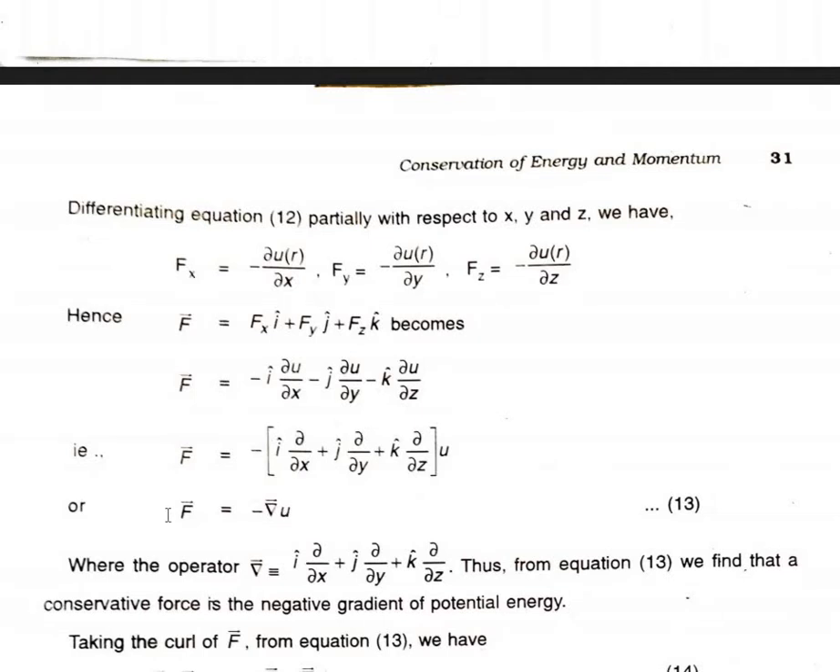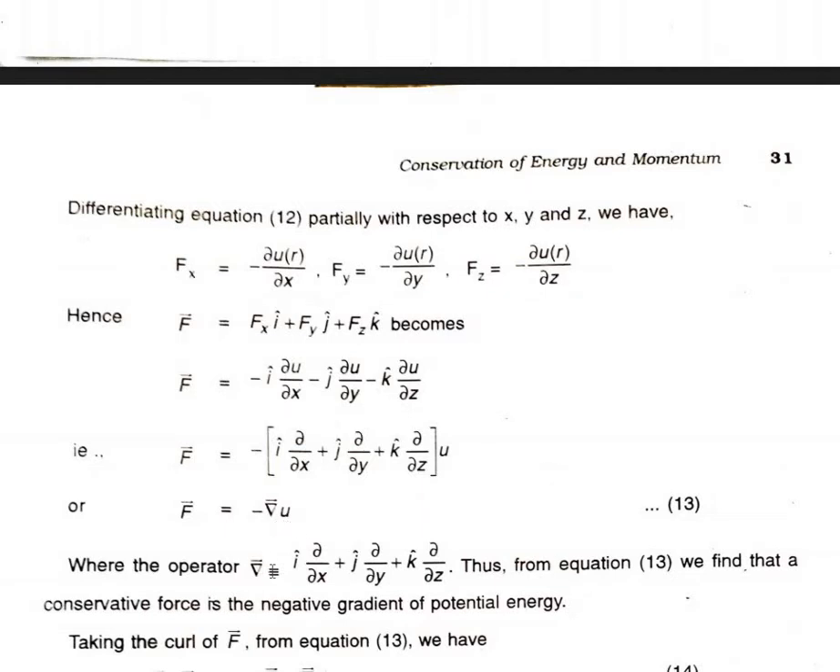Force can be, this is a very important relation. The conservative force can be written as minus del u. Here F is nothing but the conservative force. Here we take F as a conservative force, for example, gravitational force or Coulomb force. So those types of forces are conservative forces. But frictional force is not a conservative force, so we cannot write frictional force like this. Conservative force can be written as the negative gradient of potential.